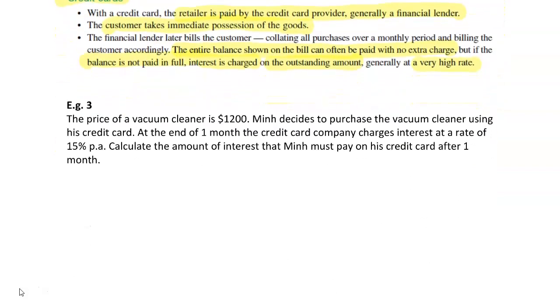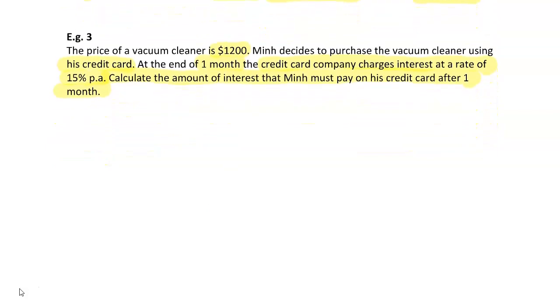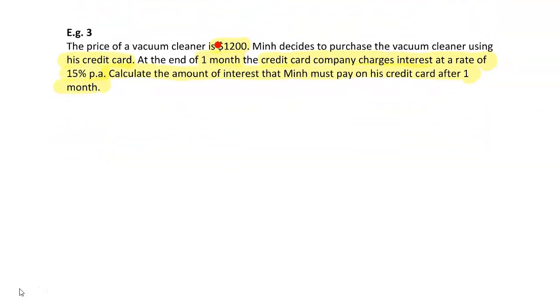So the price of a vacuum cleaner is $1,200. Min decides to purchase the vacuum cleaner using his credit card. At the end of 1 month, the credit card company charges interest at a rate of 15% per annum. Calculate the amount of interest that Min must pay on his credit card after 1 month. So this has assumed that he hasn't paid it off. All right, he hasn't paid off that $1,200, that $1,200.